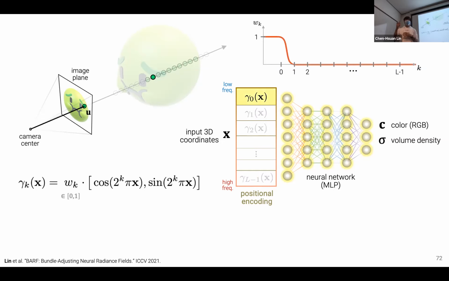So at the initial stage of the optimization process, we only allow the lower frequency signals to go through the MLPs. And as the optimization process goes on, we gradually activate the higher and higher frequency signals one by one. So these are examples. And as the optimization goes on, we just gradually activate all the rest of the frequency signals from low to high. And so this helps the alignment process a lot.